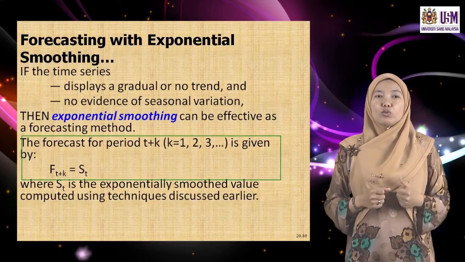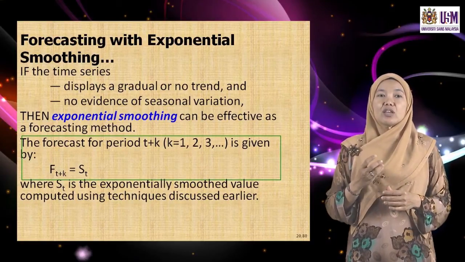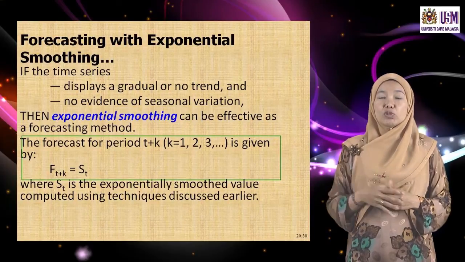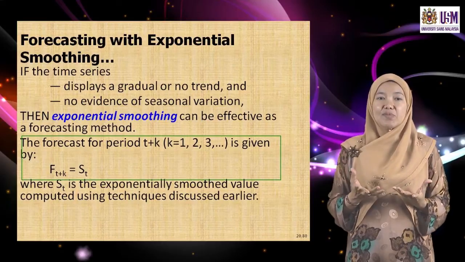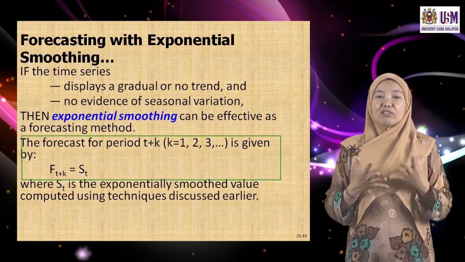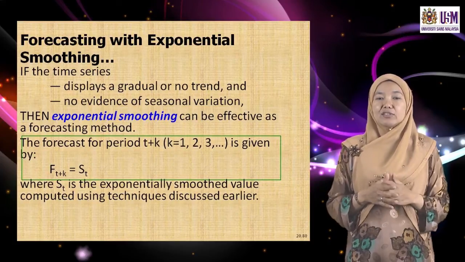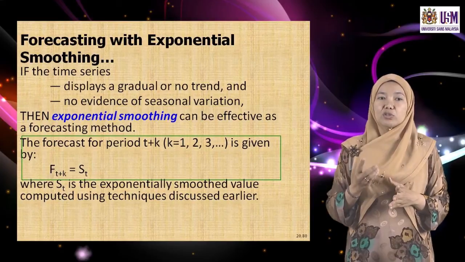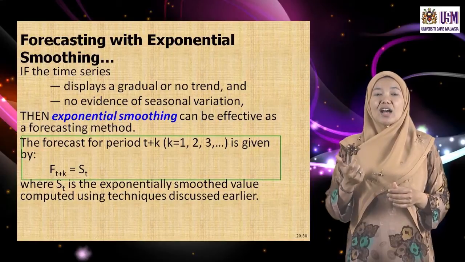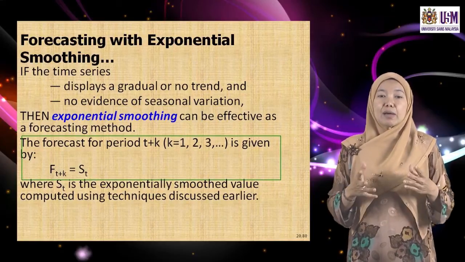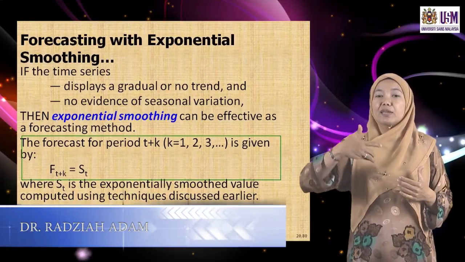When it comes to which forecasting technique to use, in this case you use forecasting with exponential smoothing if your time series displays a gradual or no trend and there is no evidence of seasonal variation. There is not much up and down in your time series. So exponential smoothing can be effective as a forecasting method. To forecast for period T plus K, remember T is the current period, while K refers to how many periods into the future.